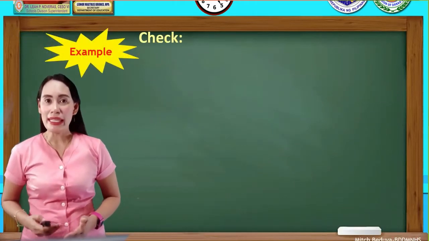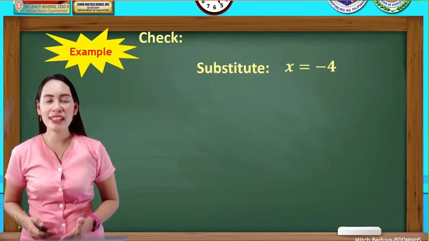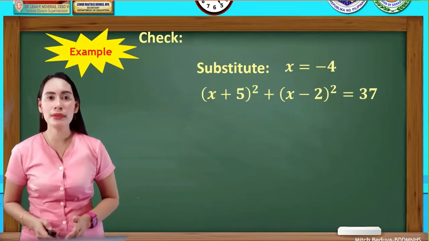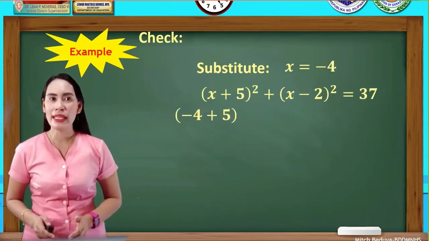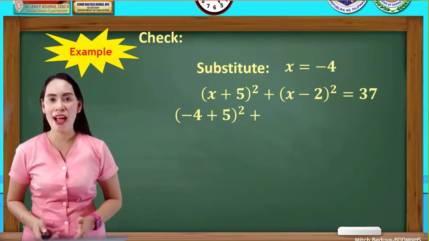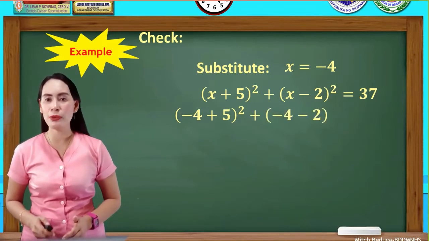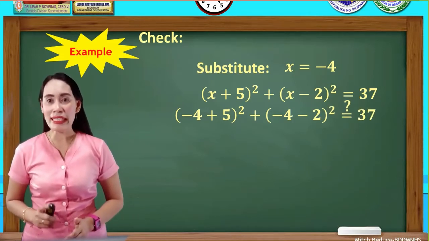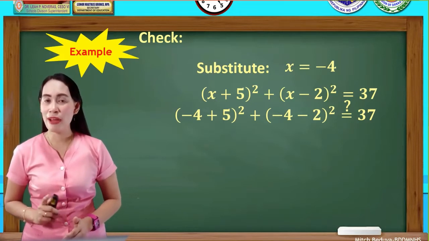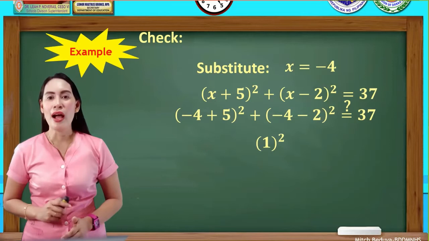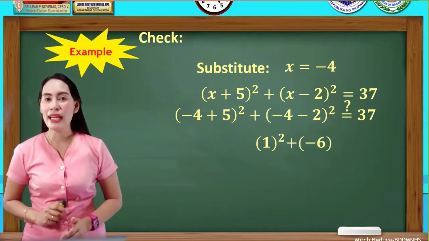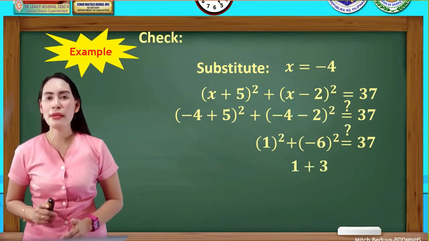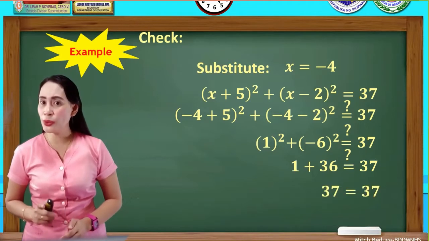Let us now check if positive 1 and negative 4 can really satisfy the original equation. Substitute negative 4 to x in the original equation. So we have the quantity of negative 4 plus 5 squared plus the quantity of negative 4 minus 2 squared. Is it equal to 37? Okay, let us find out. Next, 1 squared plus negative 6 squared. Is it also equal to 37? So 1 plus 36. Is it also equal to 37?